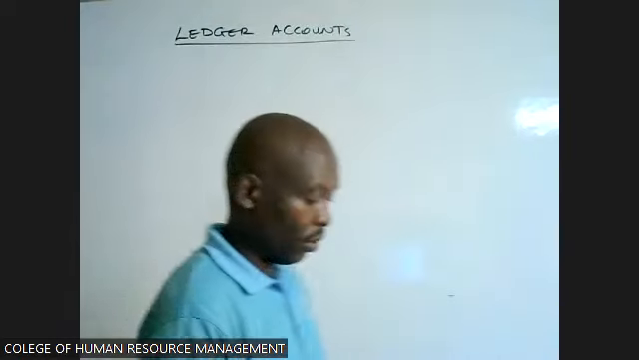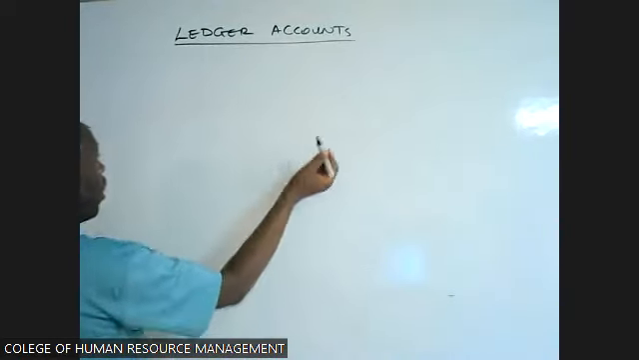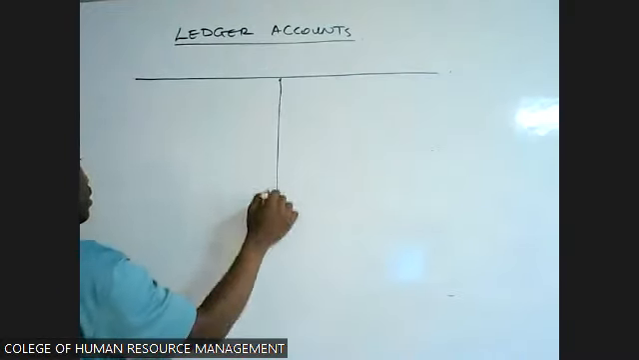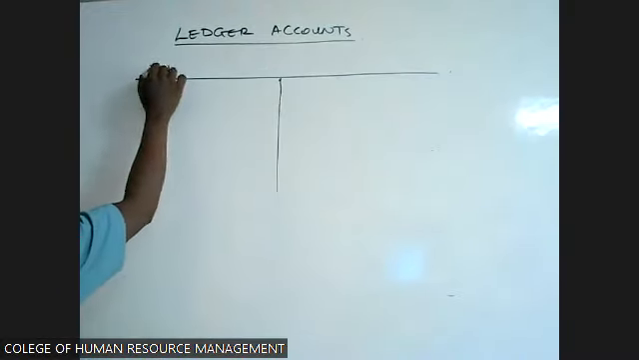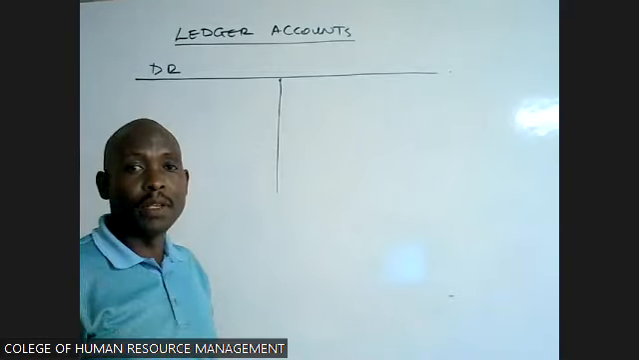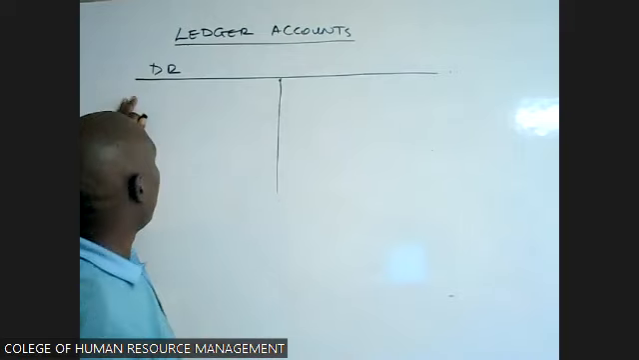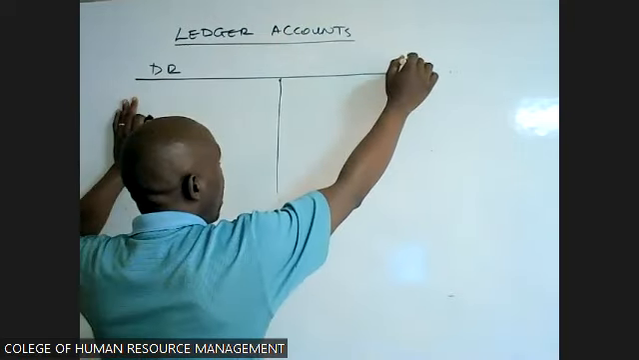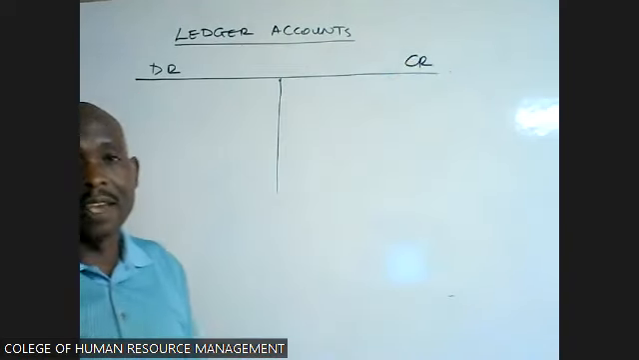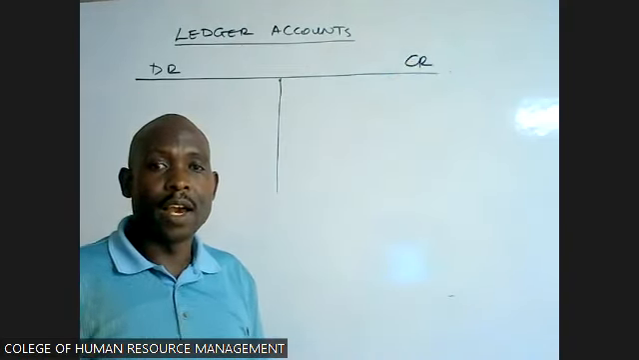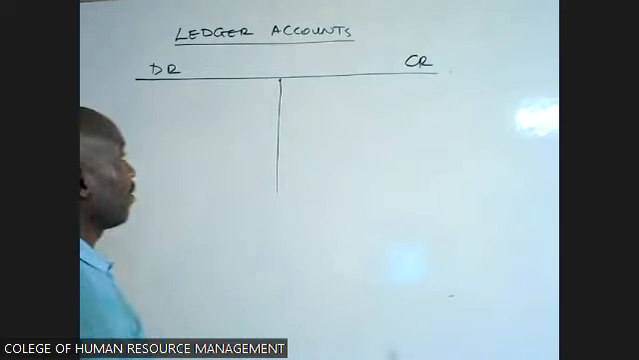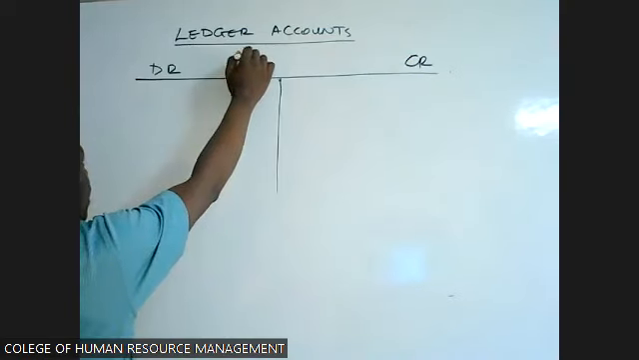The ledger account has the format of a capital T. We are going to use this simplified capital T format, whereby the left-hand side is the debit, DR, and the right-hand side is the credit, normally abbreviated as CR. That is the ledger account. And at the center here, we are going to have the name of the account.